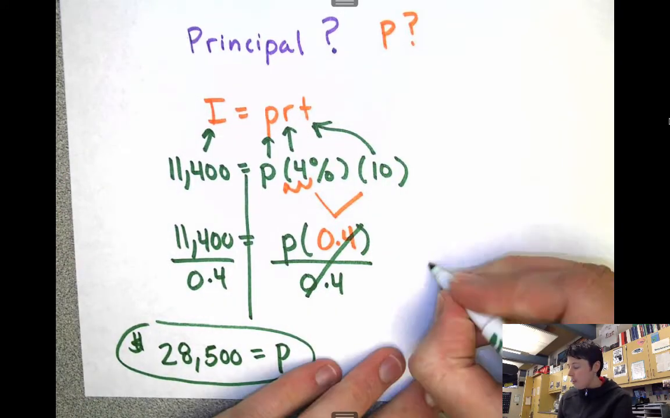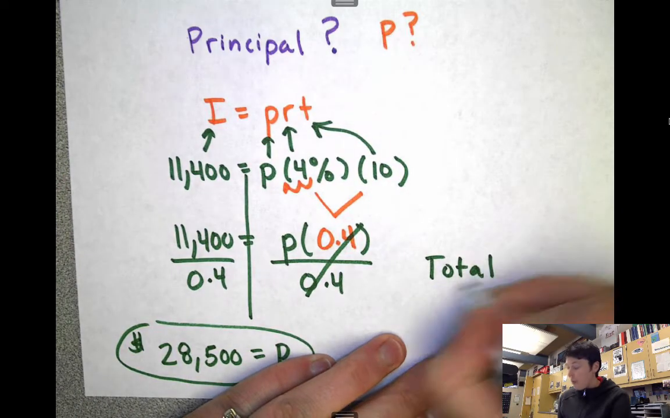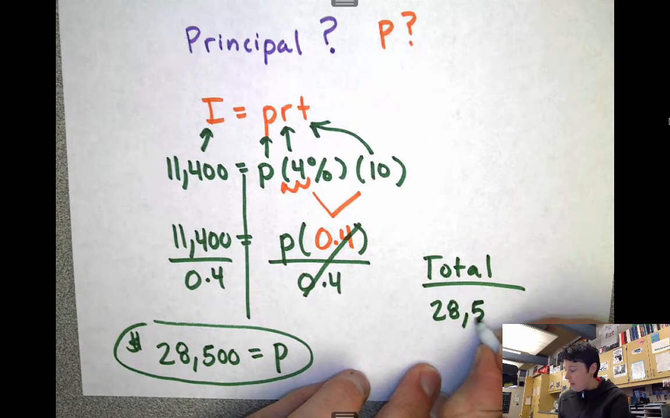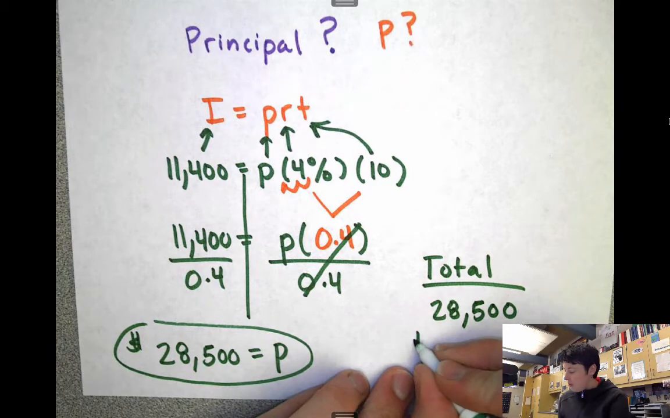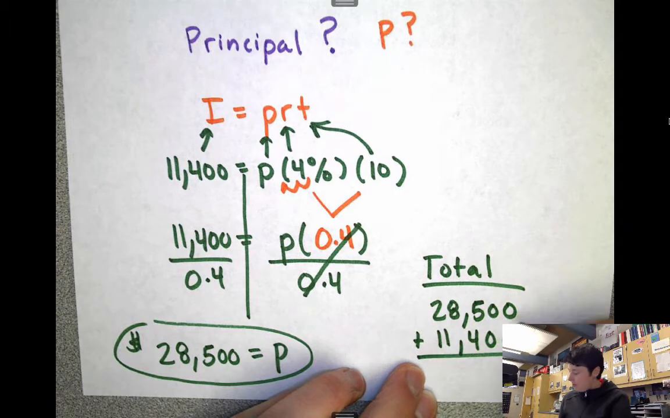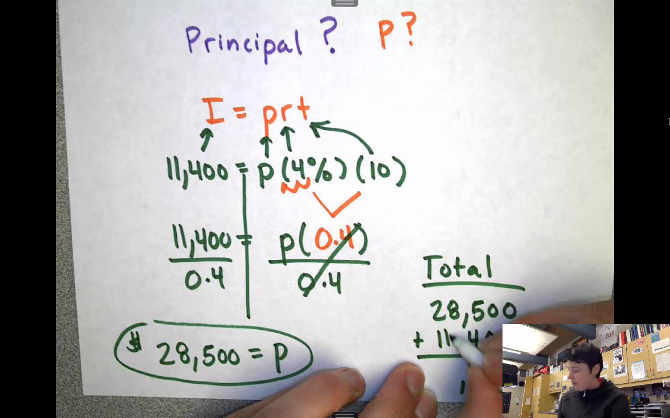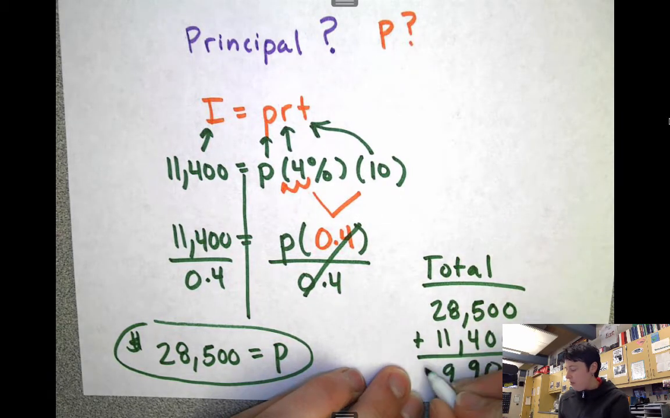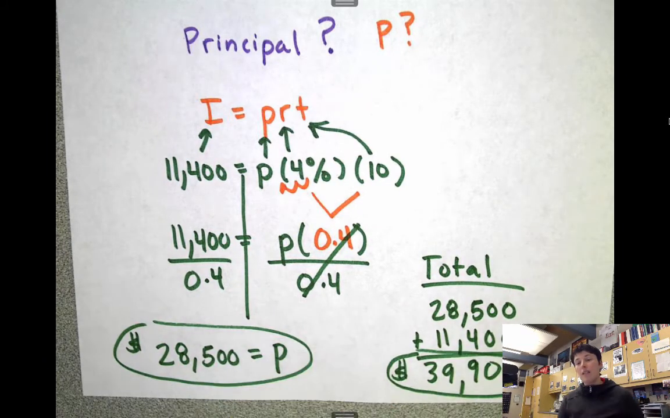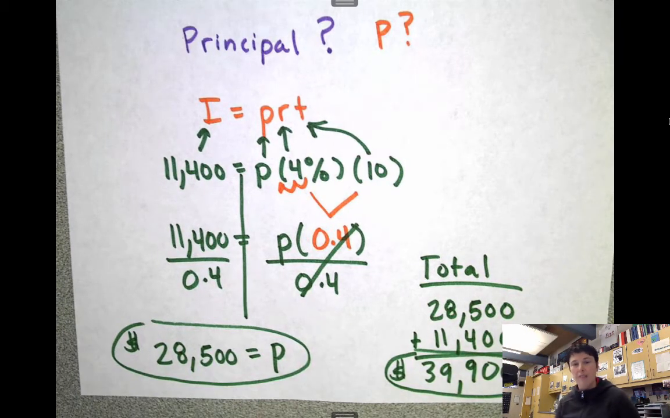So how much total did the bank get from you? Well, in total, the bank got the $28,500 back that you had to pay back, plus you had to give them $11,400 of interest. So if you add that up, 0 plus 0 is 0, 0 plus 0 is 0, 5 plus 4 is 9, 8 plus 1 is 9, 2 plus 1 is 3. You paid the bank a grand total of $39,900. And there's your missing principal that we didn't have earlier.